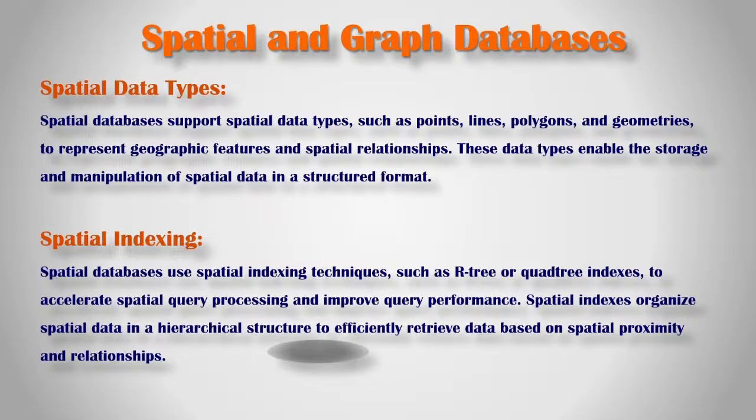Spatial indexing. Spatial databases use spatial indexing techniques such as R-tree or quad-tree indexes to accelerate spatial query processing and improve query performance. Spatial indexes organize spatial data in a hierarchical structure to efficiently retrieve data based on spatial proximity and relationships.